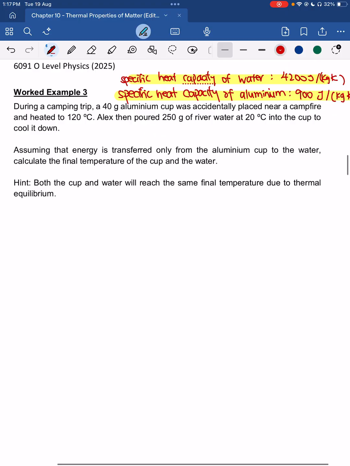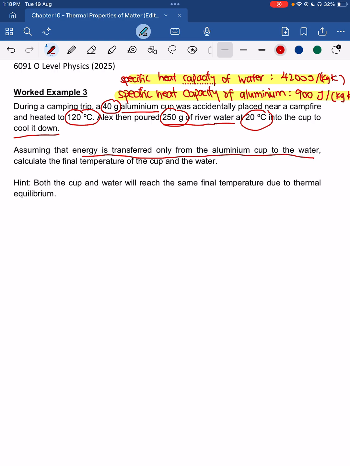Now, let's look at this question together. During a camping trip, 40 grams of aluminium cup was placed near a campfire heated to 120 degrees Celsius. Alex then poured 250 grams of river water, I should circle the unit also, water at 20 degrees Celsius into the cup to cool it down. Assume that energy is transferred only from aluminium cup to the water. Calculate the final temperature. The hint says both the cup and water will reach the same final temperature.